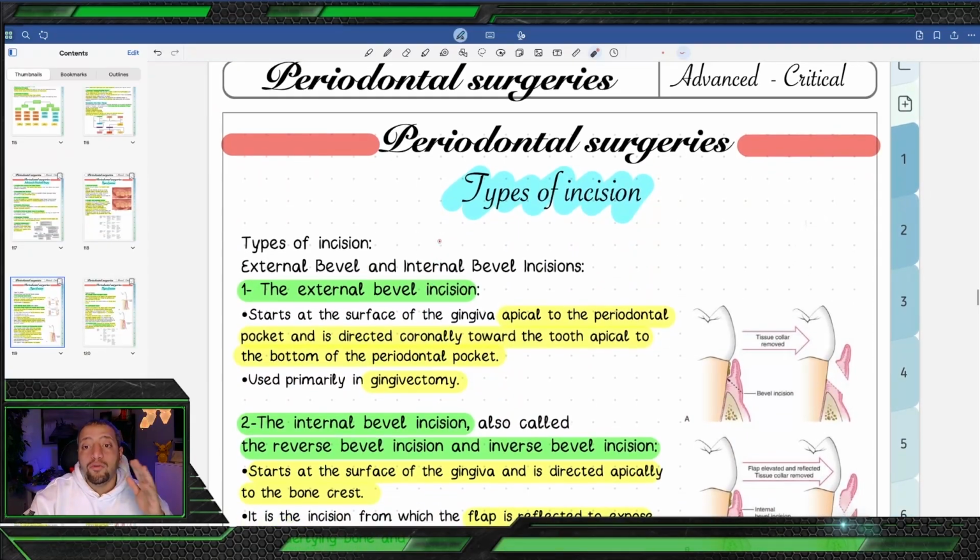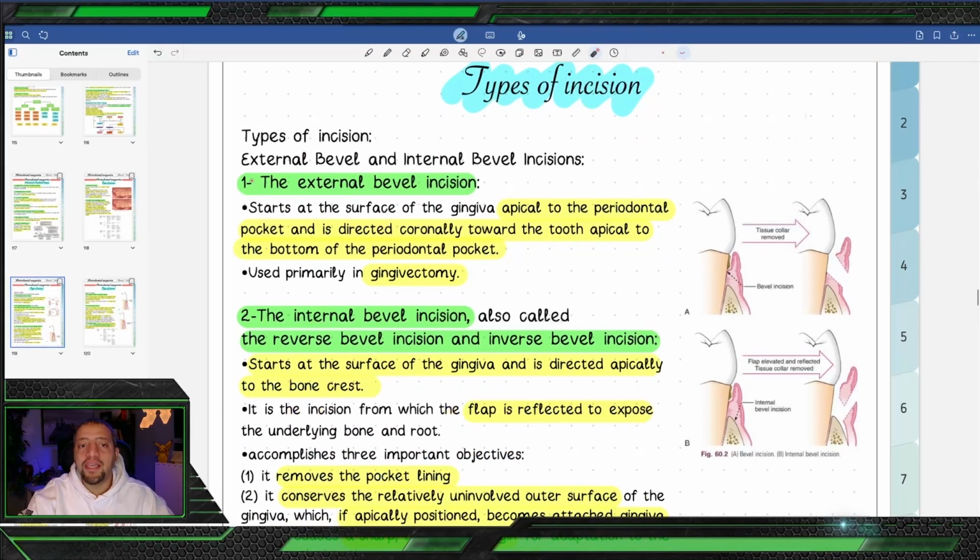Okay, so we discussed the direction, we discussed the shape. How about how we are going to cut the gum? So you have three main ways to cut the gum. Either to be external bevel. So external bevel is coming down till up. You're coming from the apex coronally. You are cutting this way, and you end up with this shape.